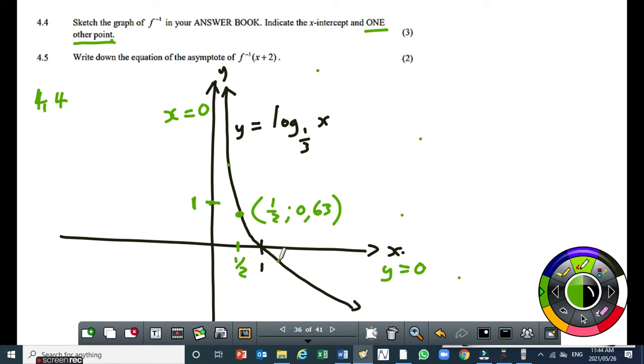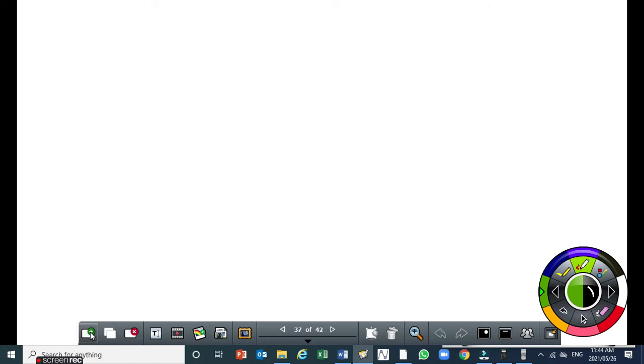It's an application of your knowledge of functions from grade 10 and last year, especially grade 11. So it says write down the equation of the asymptote of the inverse, when x is replaced by x plus 2. So what's happening is that this x here, we are going to replace it by x plus 2, and we get a new function. Okay? So let's move on to the next page. So 4.5.